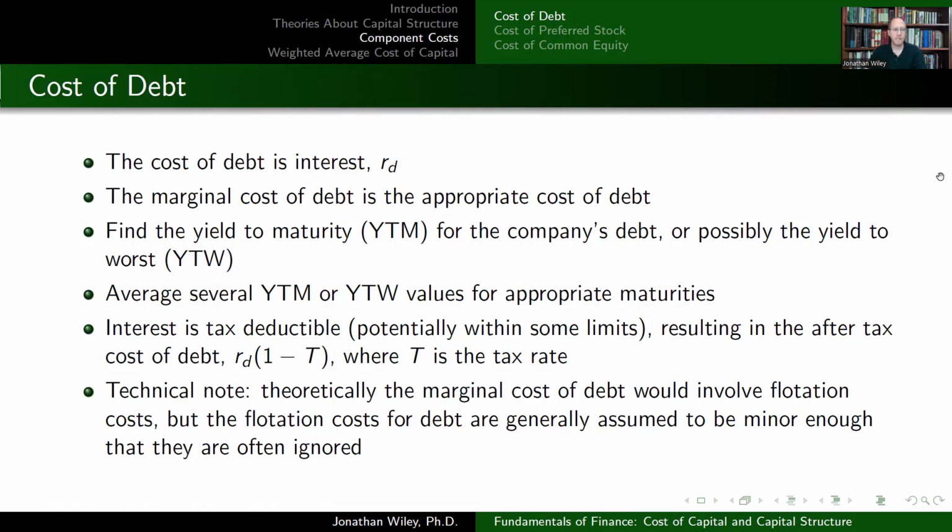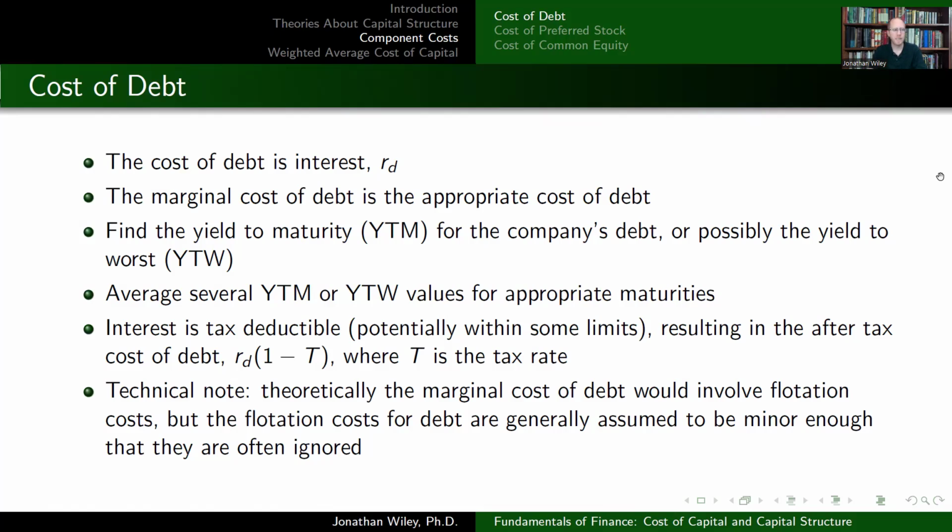If the company had a lot of different types of bonds, generally what you'd focus on is probably the longer term bonds, bonds that have another 20 or 30 years to go. You try to focus on the long term, not something that's coming due in the next year, because even though it was issued on a long-term basis, it's going to be subject more to short-term factors since it's only due in a year. So possibly average several yield to maturities or yield to worst values for appropriate maturities, generally skewing towards the longer maturities to find the true long-term borrowing cost here.